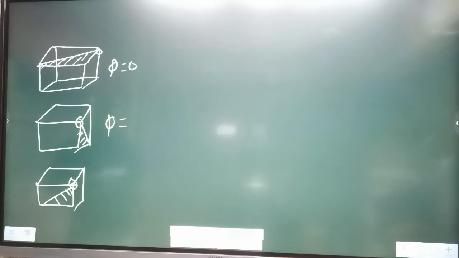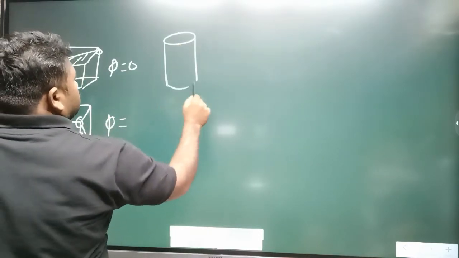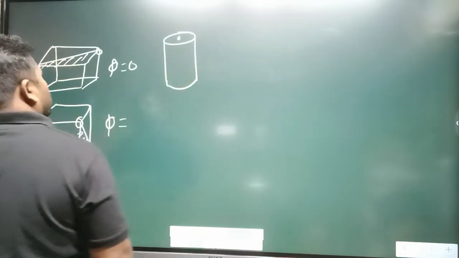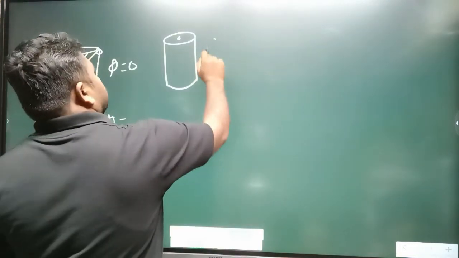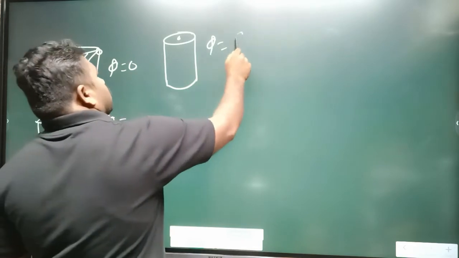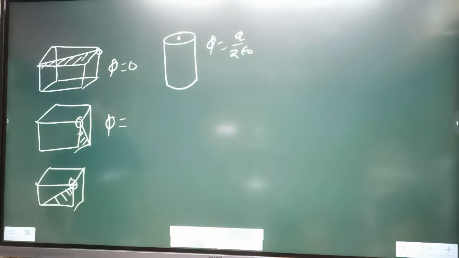Flux phi is equal to zero. How much? Flux phi is equal to Q by 2 epsilon naught. This one, Q by 2 epsilon naught.